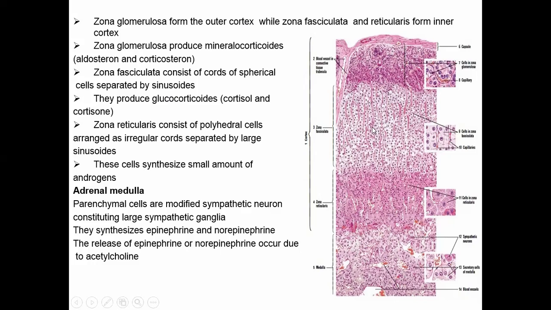Zona fasciculata consists of cords of specialized cells that are separated by sinusoids. We can see the zona fasciculata region. The cells are present in the form of cords. Cords means specialized aggregations of cells that are present in the form of lines. You can see the various cords extending from the zona glomerulosa to the zona reticularis region. And the cells in this region produce special types of glucocorticoids, which include cortisol and corticosterone.